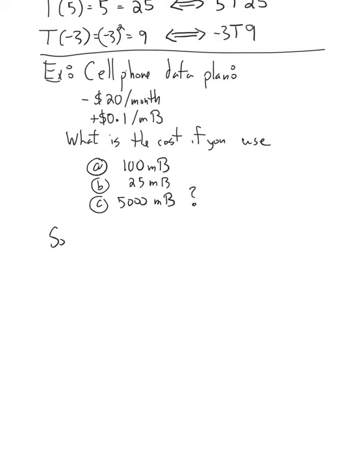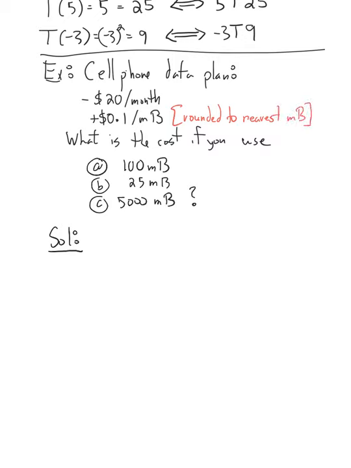So let's do it. Let's see if we can develop a function. Well, let's call the function C for cost. And the other thing I want to note is that when I say 10 cents per megabyte, I'm going to say rounded to the nearest megabyte.